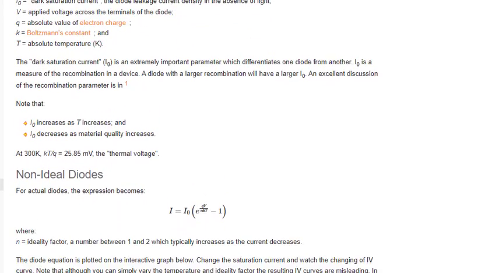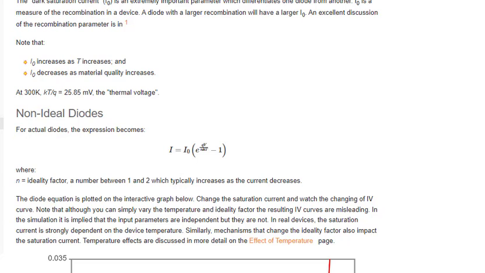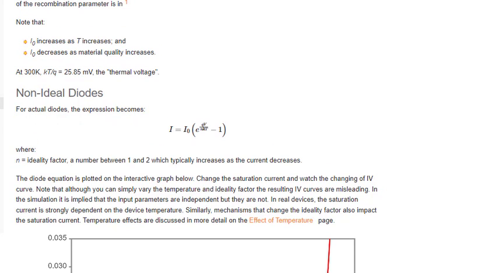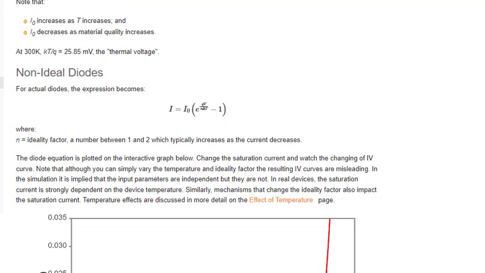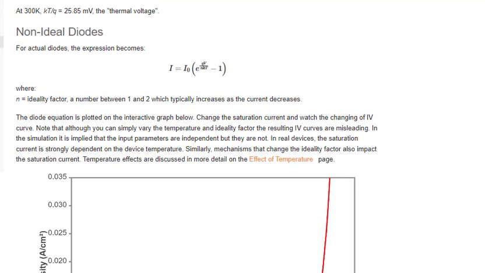The dark saturation current, I0, is an extremely important parameter which differentiates one diode from another. I0 is a measure of the recombination in a device. A diode with a larger recombination will have a larger I0. I0 increases as T increases, and I0 decreases as material quality increases. At 300 K, kT/q equals 25.85 mV, the thermal voltage.